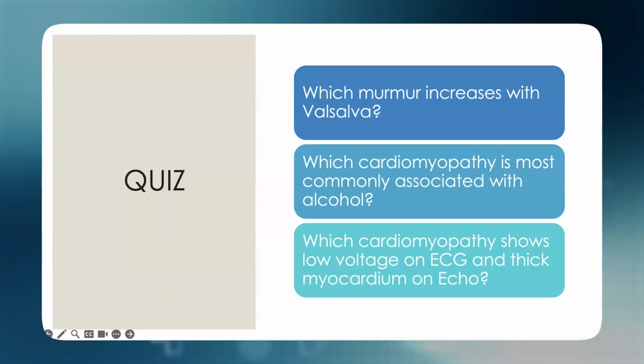Number two, which cardiomyopathy is most commonly associated with alcohol? Which is the phenotypic type of alcoholic cardiomyopathy? Is it HCM, RCM, DCM? What is it? Non-compaction? What is it? DCM, correct. So DCM is the correct answer, dilated cardiomyopathy. And which cardiomyopathy shows low voltage on ECG with thick LV walls and myocardium on echo? What is the phenotypical type and what is the probable cause?